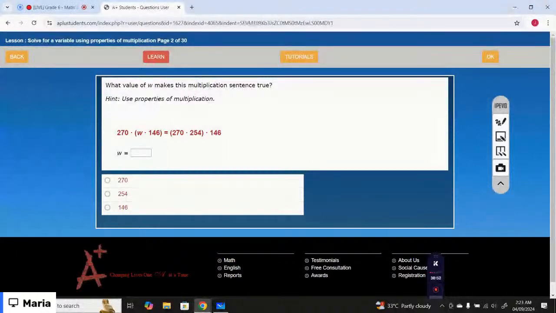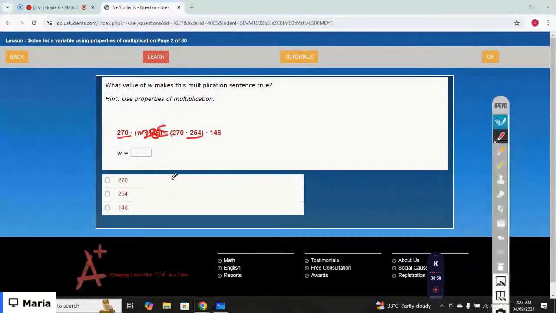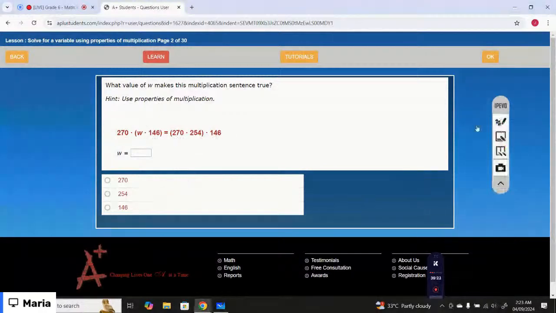The correct option is W, that is the associative property of multiplication. So both sides' numbers must be the same, just the order of multiplication is different, right? Here you have 270 times 254. Here you have 270 and here you have 146. So that means the missing number is 270. So W equals 270. Oh yes, you have 270. Here you have 270, 270, 146, 146. Yes, obviously 254 is missing. The correct option is option number 2.